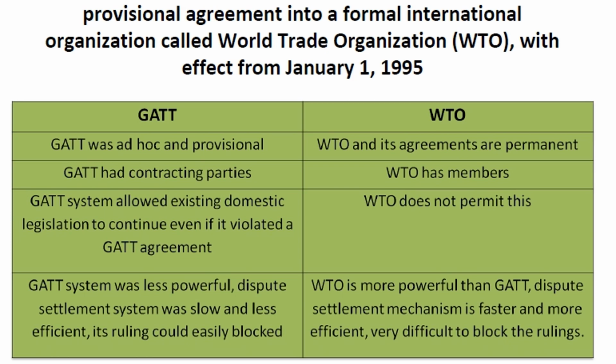The GATT system was less powerful. The dispute settlement system was slow and less efficient. Its rulings could easily be blocked. The WTO is more powerful than GATT. The dispute settlement mechanism is faster and more efficient. It is very difficult to block the rulings.